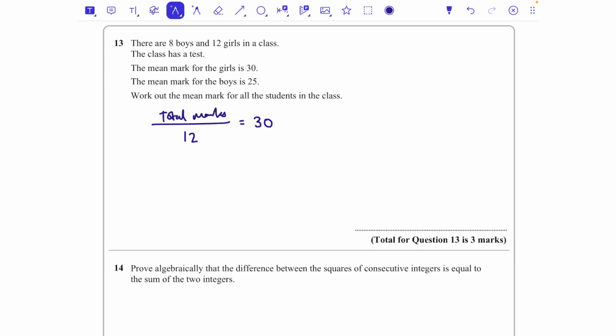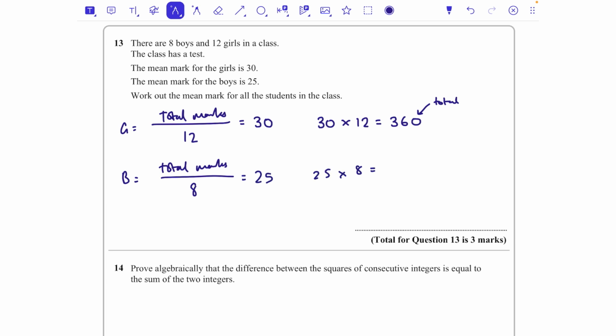The mean is when you add it all up and divide by how many there are. So if we've divided by 12 and got 30, then doing 30 multiplied by 12, which is 360, is the total marks for all of the girls. So same thing for the boys. We've got the mean mark for the boys is 25, so there must be the total marks for the boys, which when we divided it by 8 boys, we got 25. So 25 multiplied by 8 is going to be 200, and that's the total for the boys.